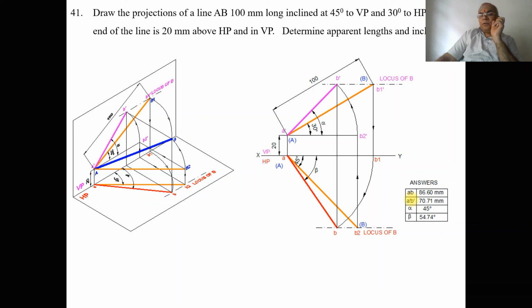This is how you will be able to analyze this problem on projections of lines, having given the true length and its true inclination with respect to both HP and VP.